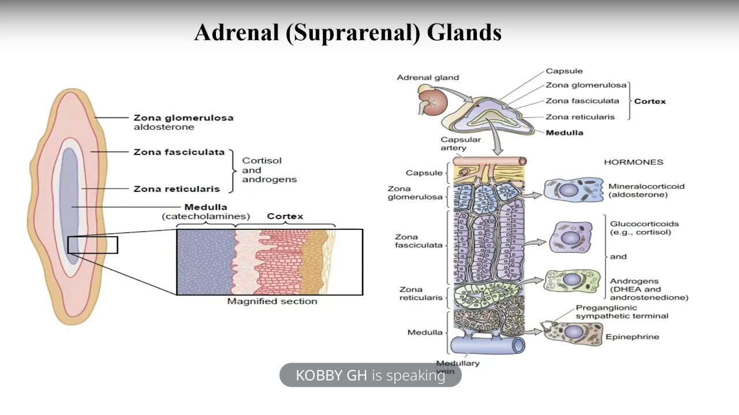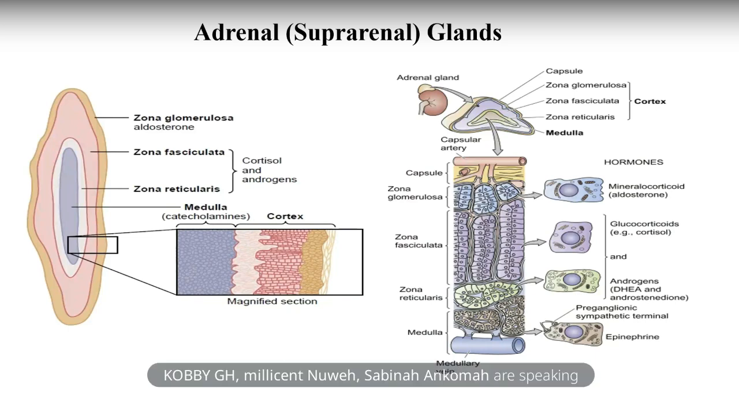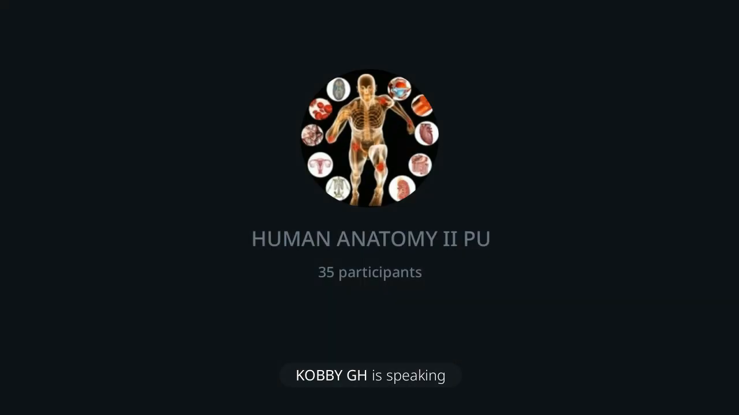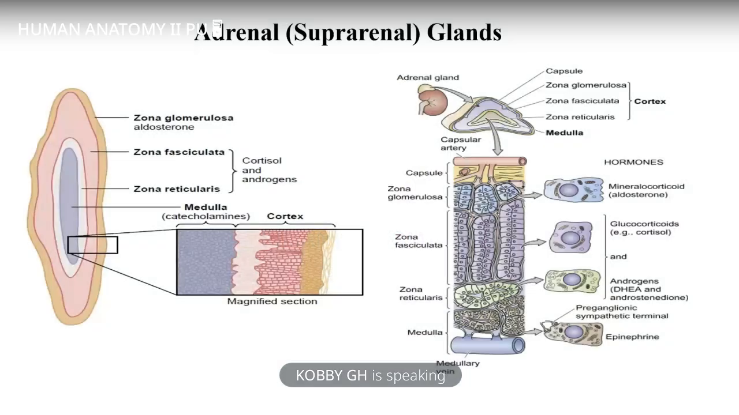The cortex is divided into three zones. The outermost zone is the zona glomerulosa. The middle zone is the zona fasciculata. The zone near the middle part, the medulla, is the zona reticularis. Okay, this is the diagram. So look at the diagram.